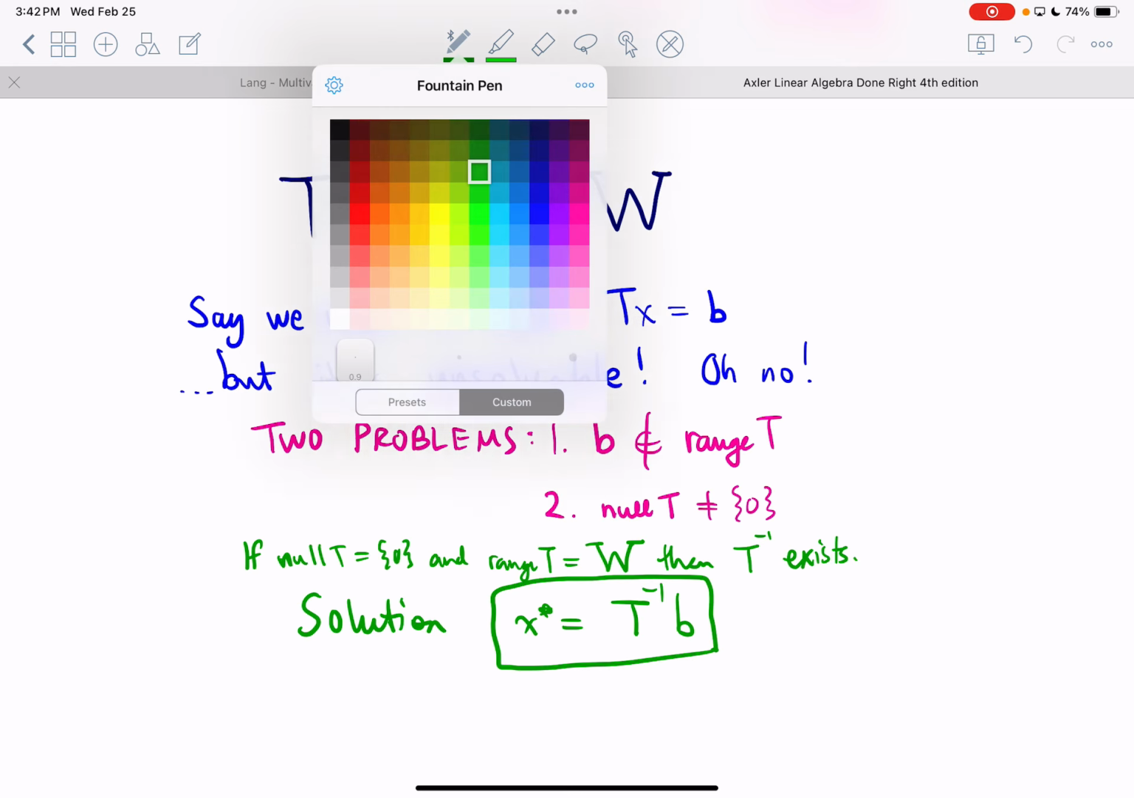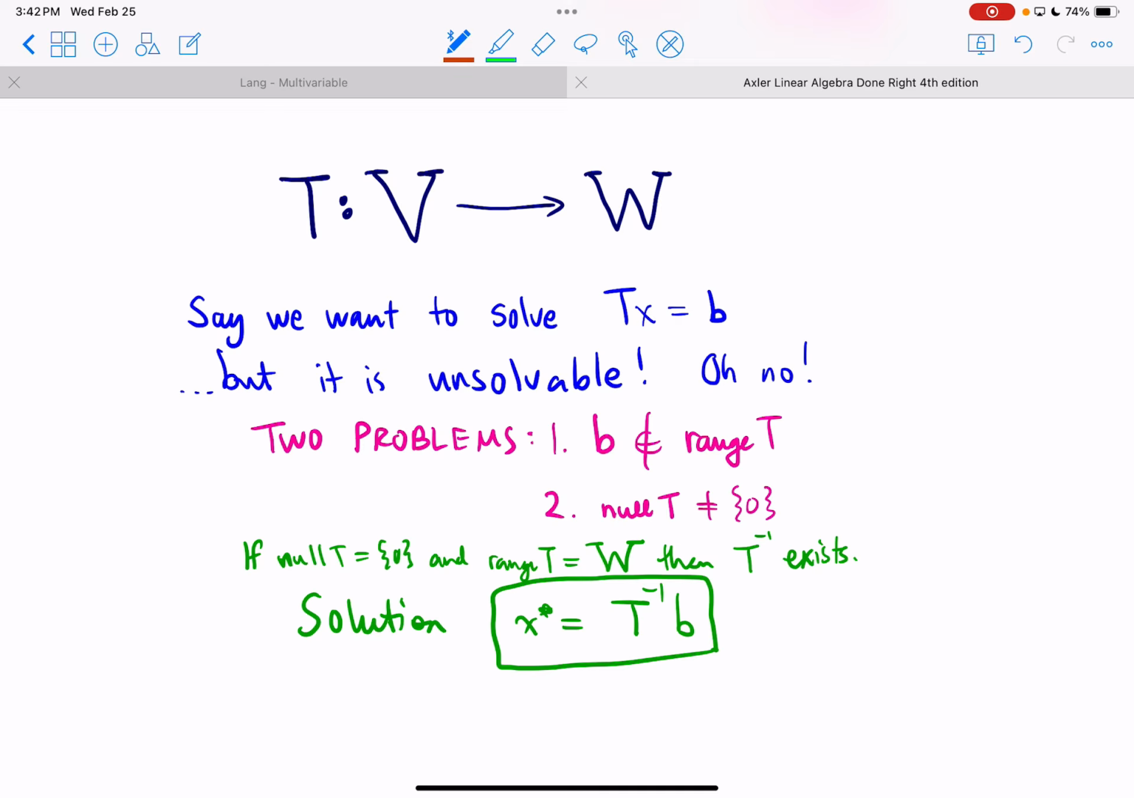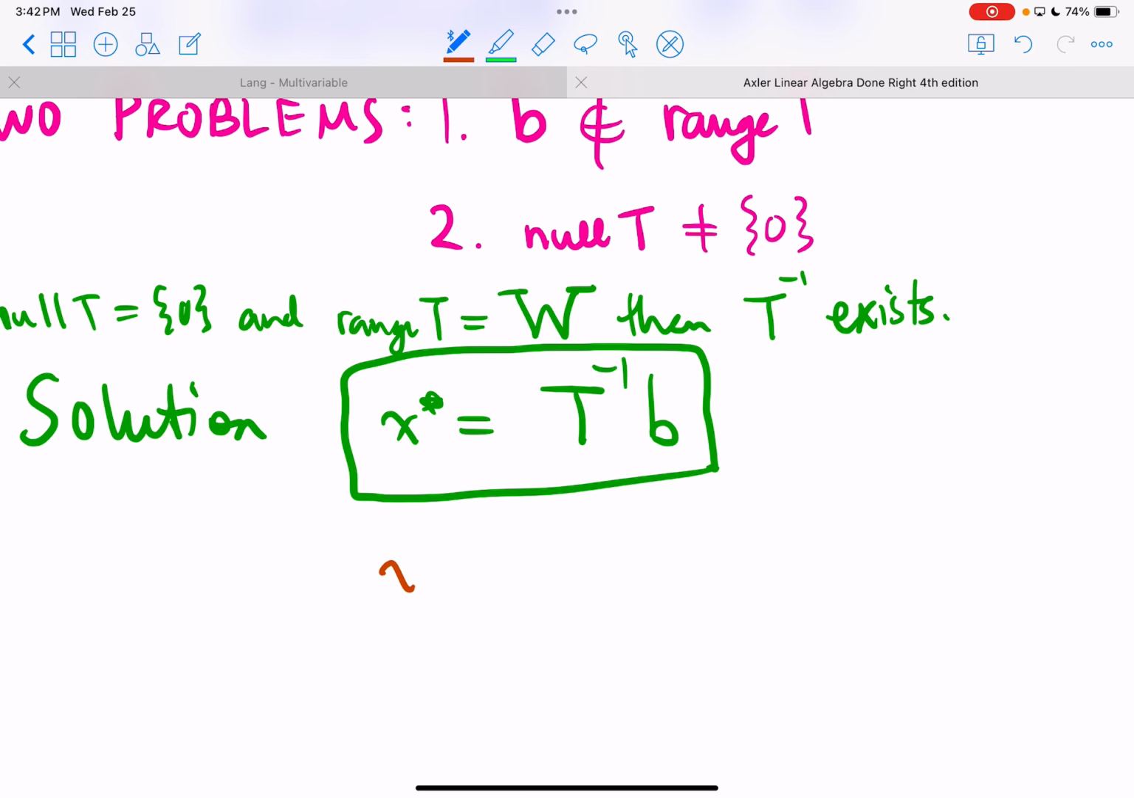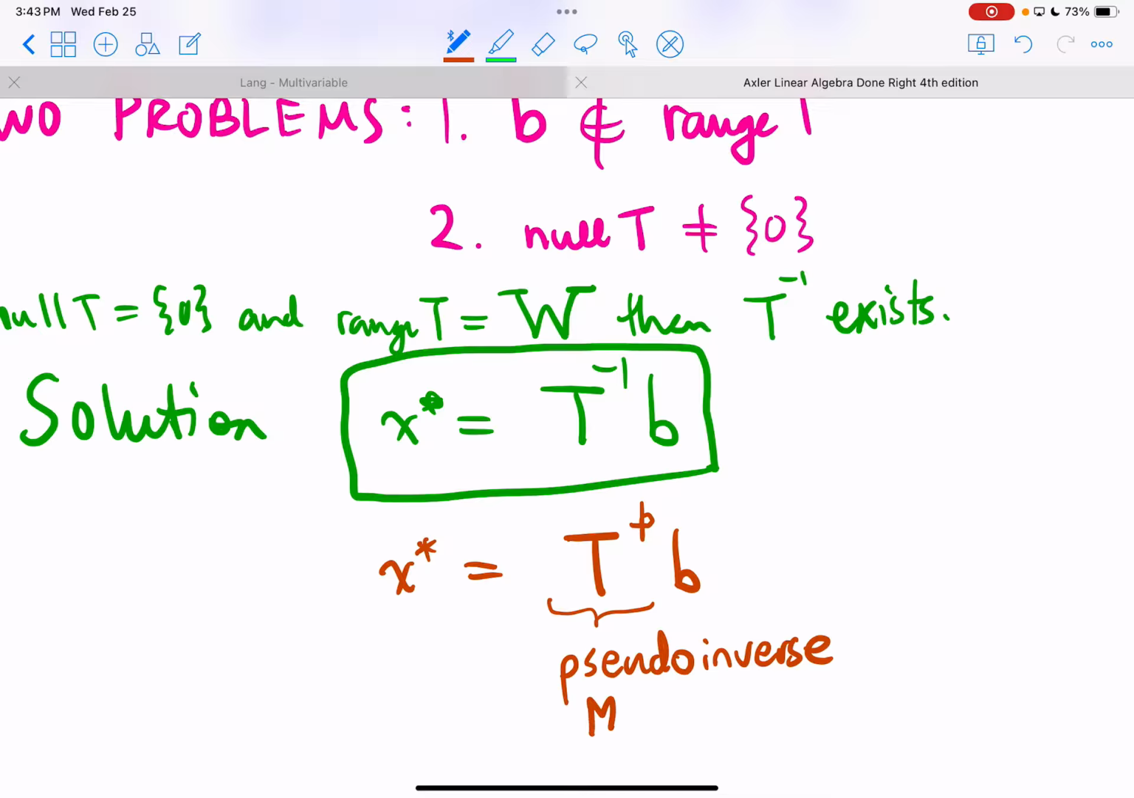Okay, so basically our solution is going to be that we're going to say, okay, X star should be our solution. It will be T, and then I have no idea how to write this symbol. T dagger B. And this is called the pseudo-inverse. For an obvious reason, because I wrote it right next to the inverse. It's also called the Moore-Penrose inverse.